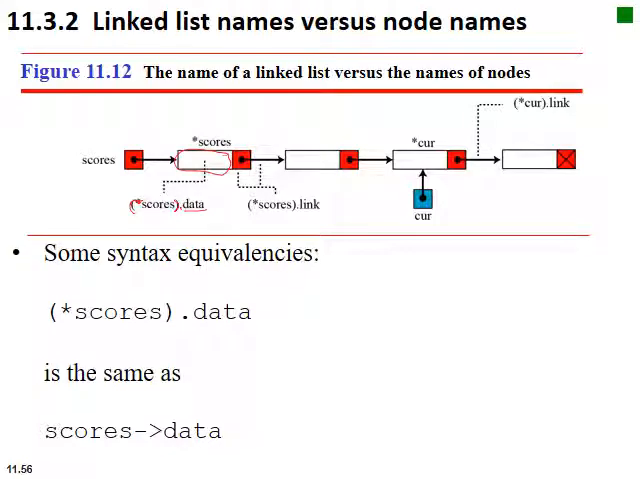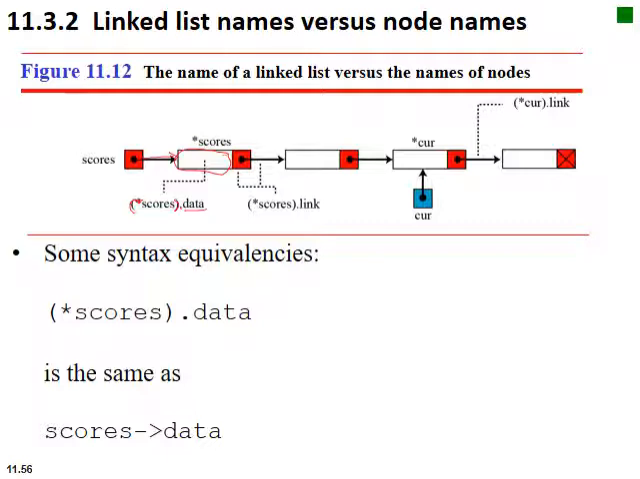In other words, whatever scores points to, it's the head pointer, it points to the first item in scores. But remember, the node consists of two parts, a data part and a link part. So if we just want to refer to the data part or get access to the data part, to read whatever is in there or to write something in there, we use scores.data to access only the data part.